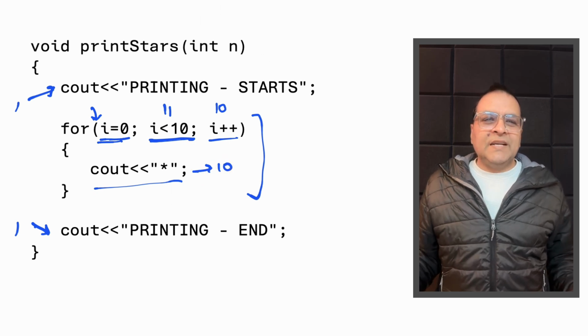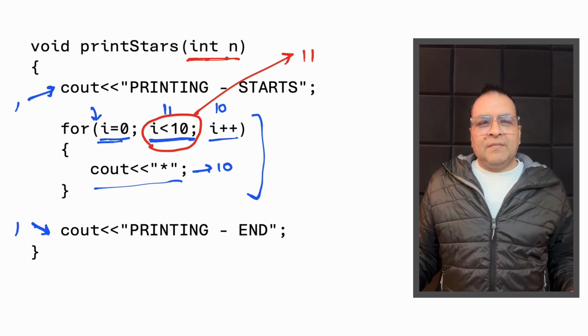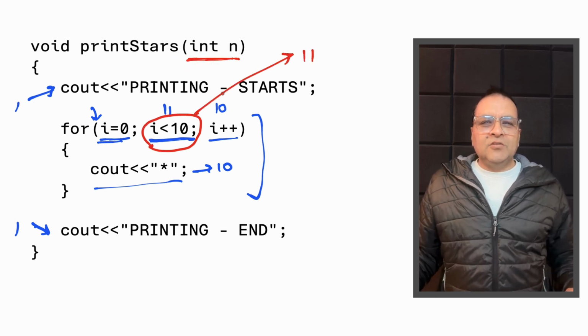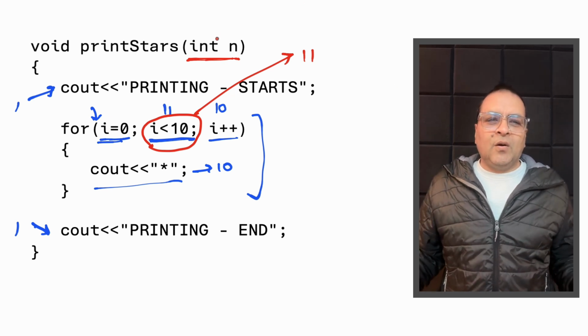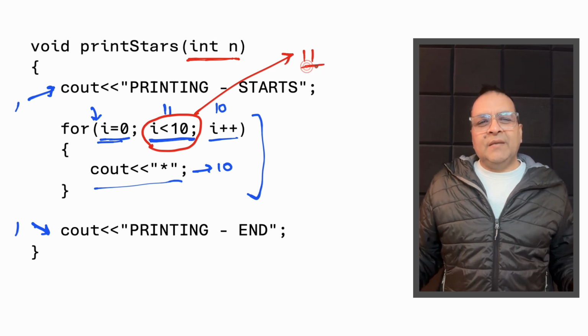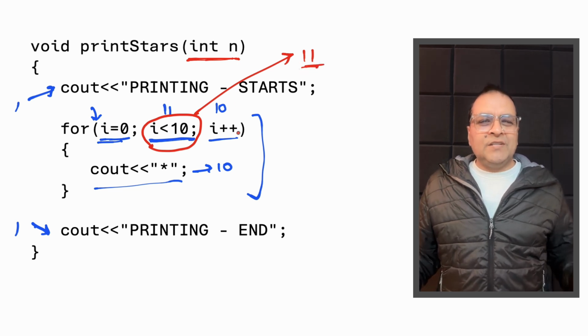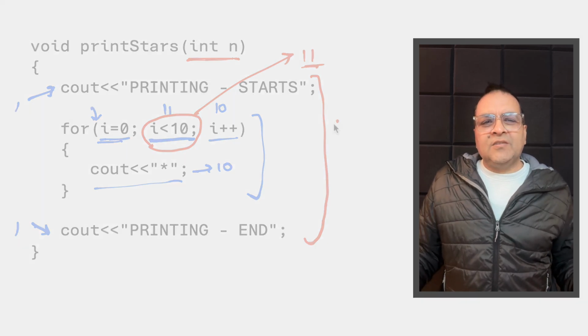Now the statement which is executed the most number of times is this conditional check. This function printStar receives a parameter n, but this parameter is not used anywhere. Therefore, the execution time of this function is not dependent on any input parameter. The most executed statement is executed 11 times and this conditional check takes constant time to execute. Because we ignore the constant, we say that this function takes constant time.